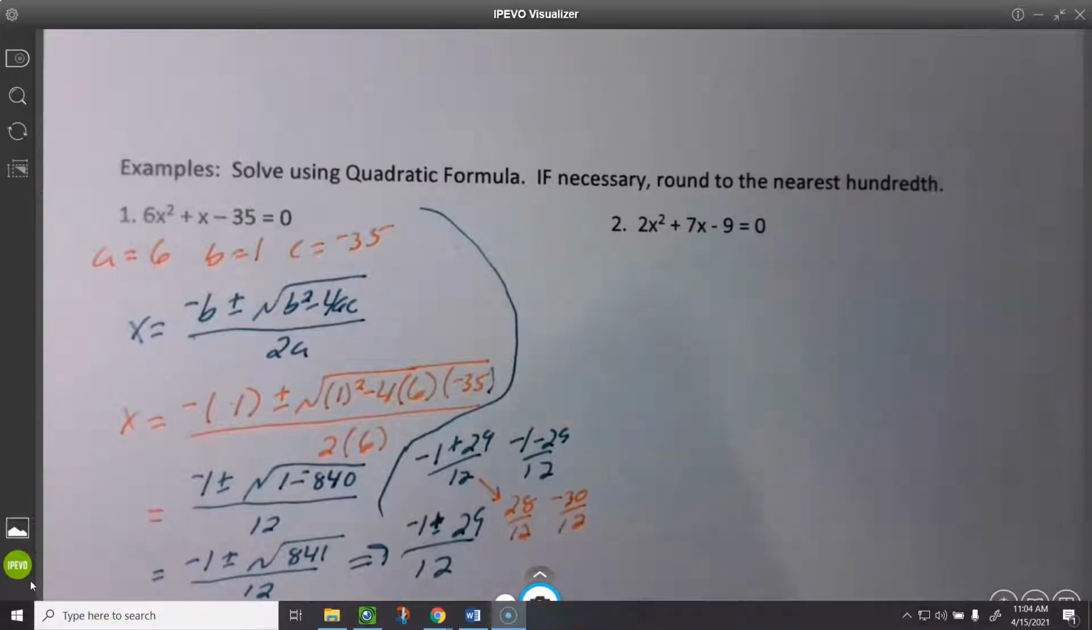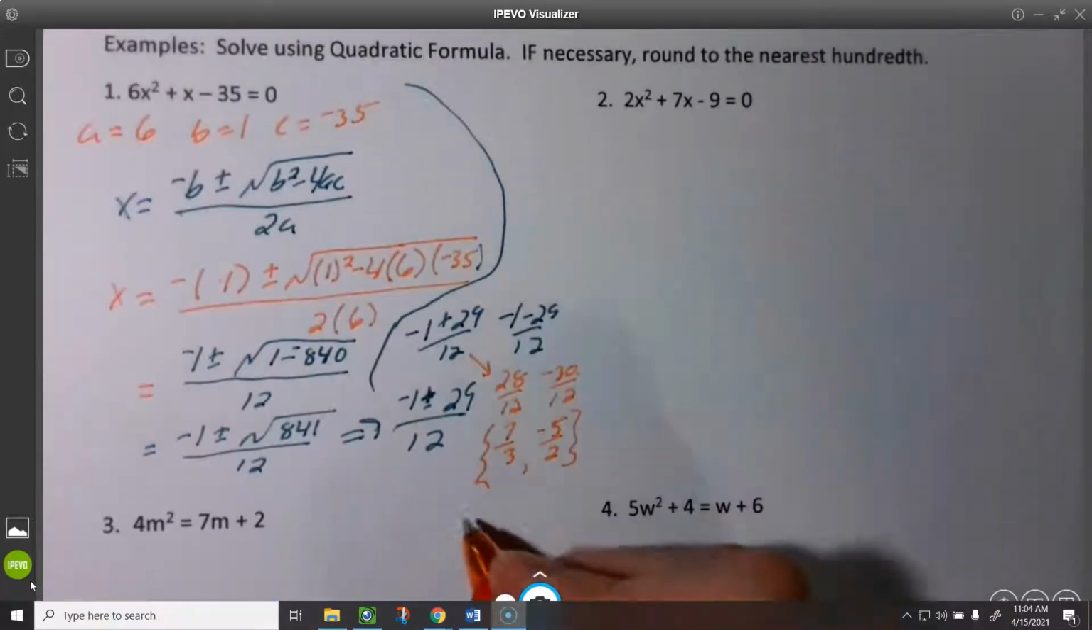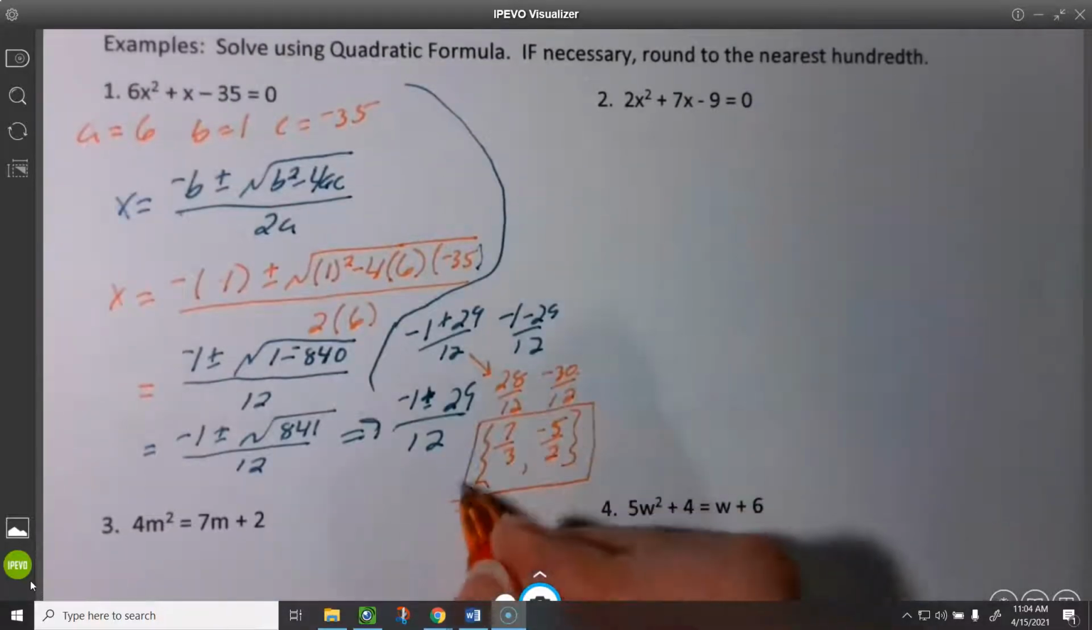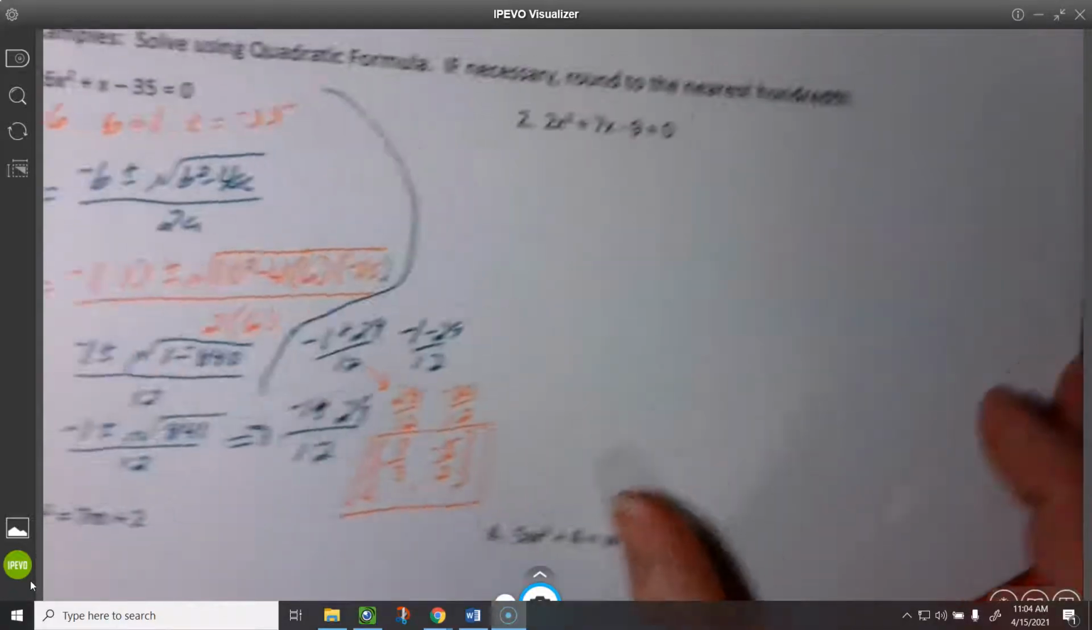So this reduces down. What is it? 4 goes into both of those, so that'd be 7 over 3. And 6 goes into both of these, negative 5 over 2. Those are our two answers. Okay, these are our two answers. Good. Okay, let's go on to number 2.